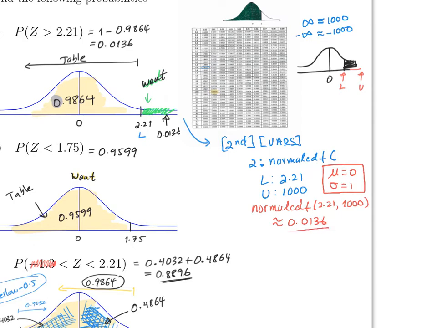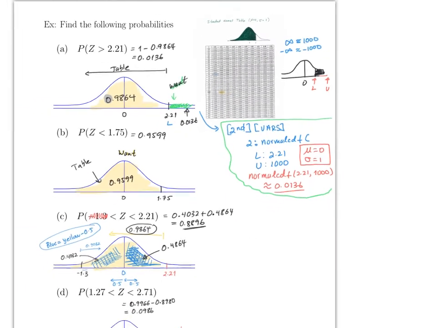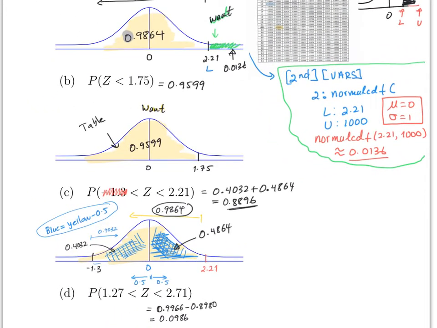And that's it. All you have to do is identify which one is the upper bound and which one is the lower bound. For example, for this one, you can see that this is going all the way. So the lower bound, in this case, is going to be minus infinity or minus 1000, and the upper bound is going to be 1.75.